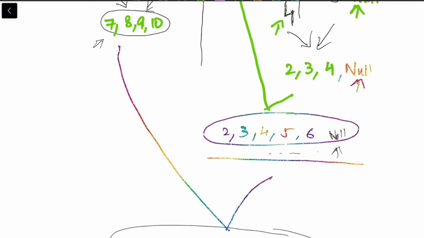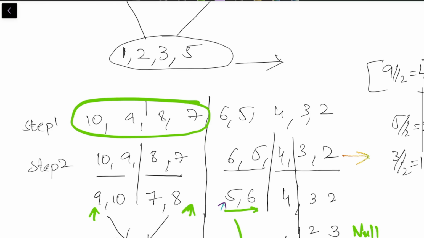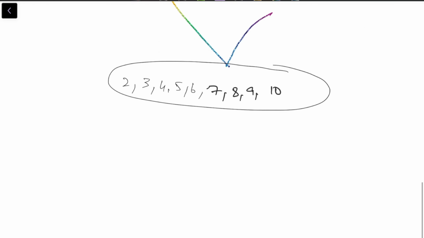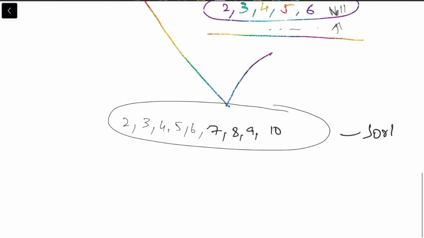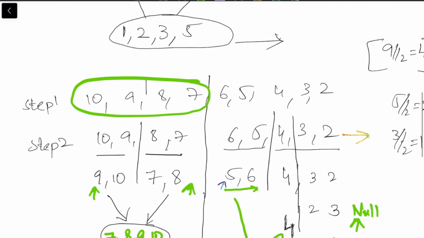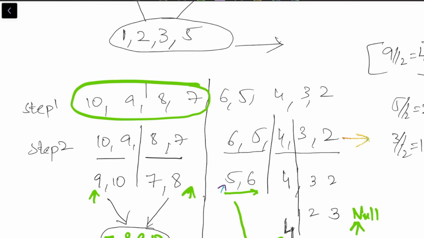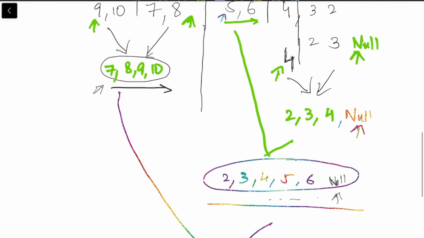So we'll try to change this pointer and add the numbers 7, 8, 9, 10. If you see here, we took an array initially 10, 9, 8, 7, 6, 5, 4, 3, 2. We got the array 2, 3, 4, 5, 6, 7, 8, 9, 10. The array is sorted. First, we are trying to split until the array length becomes 2 or less than 2. After that, we'll try to merge them. That's the intuition for merge sort.